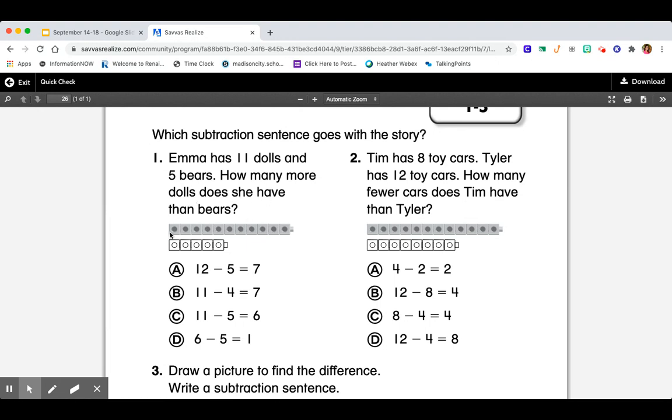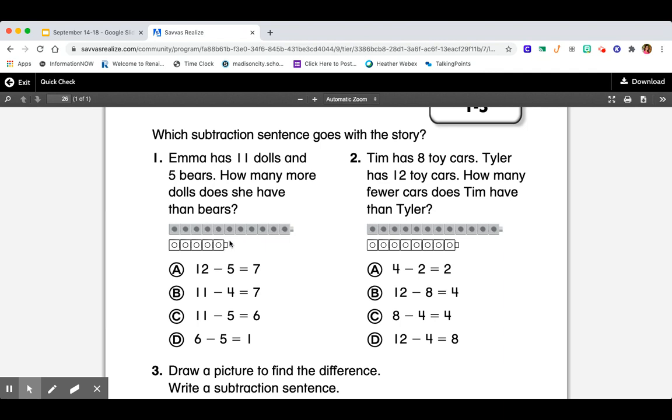Right here we can see this is the 11, because we know 11 is greater than 5, so this has got to be the 11, even if we didn't count it, that Emma has, our dolls. And then this is the bears that Emma has. So how many more dolls does she have than bears? Now, some of you might be thinking, well, that's an adding sentence. We should be adding because it says more. But that is not what it's asking. It's asking how many more does she have than something else. So we're comparing the dolls to the bears.